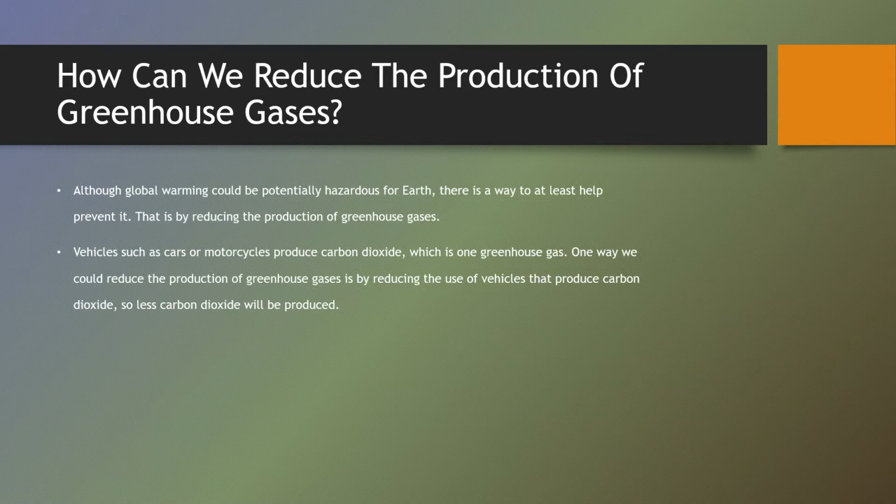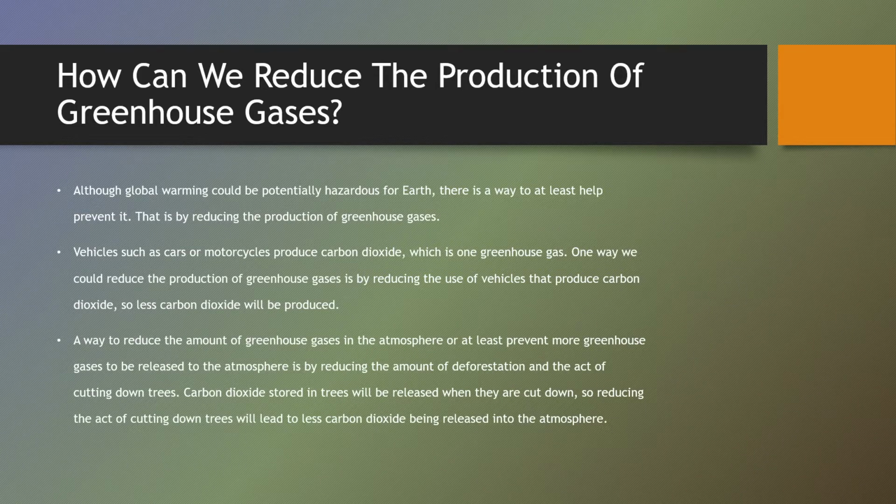One way we could reduce the production of greenhouse gases is by reducing the use of vehicles that produce carbon dioxide, so less carbon dioxide will be produced. A way to reduce the amount of greenhouse gases in the atmosphere, or at least prevent more greenhouse gases from being released to the atmosphere, is by reducing deforestation and the act of cutting down trees. Carbon dioxide stored in trees will be released when they are cut down. So reducing the act of cutting down trees will lead to less carbon dioxide being released into the atmosphere.